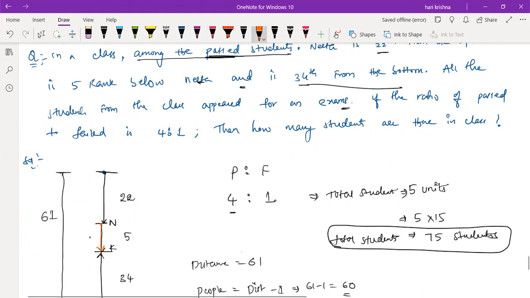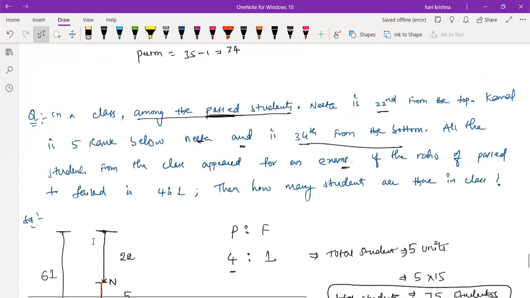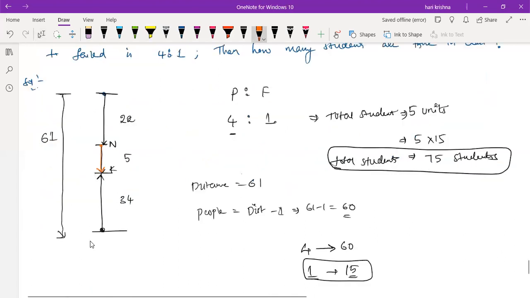And also Kamal is 34th from the bottom. So this is the top of the class, this is the bottom of the class. Kamal is 34th from the bottom. So if you know this, if you calculate the total distance here, automatically you'll get the total number of people who passed in the test. And that is only for the people who passed in the test.